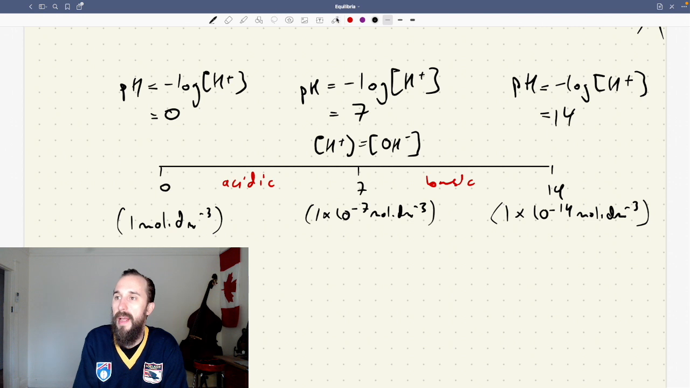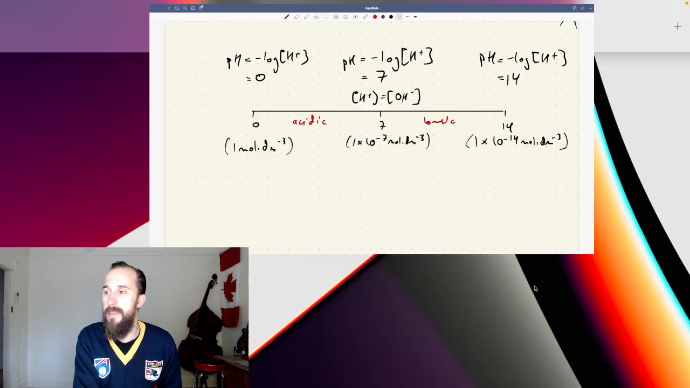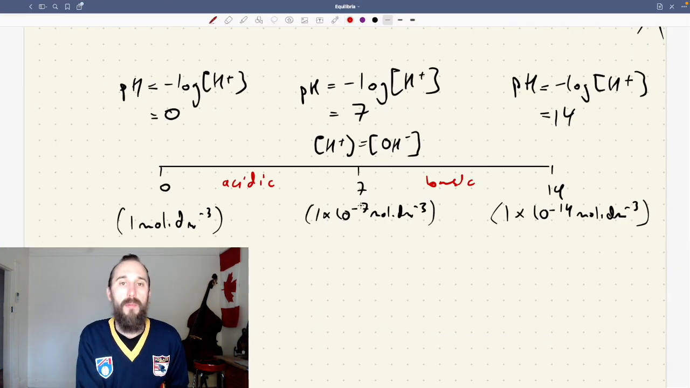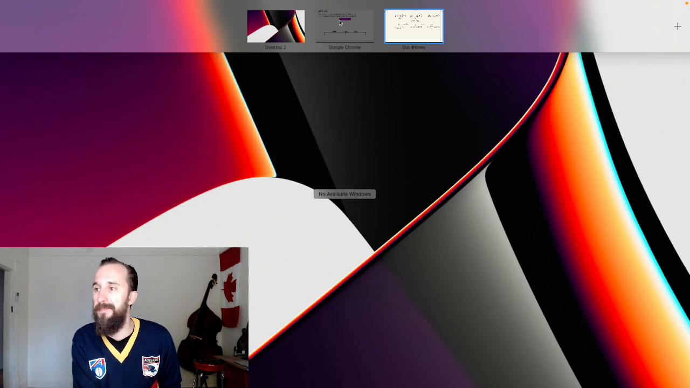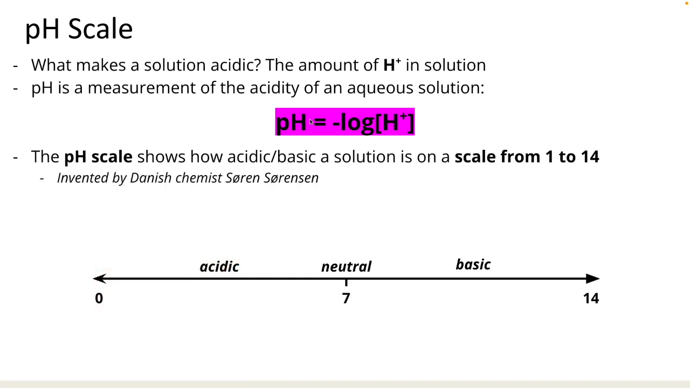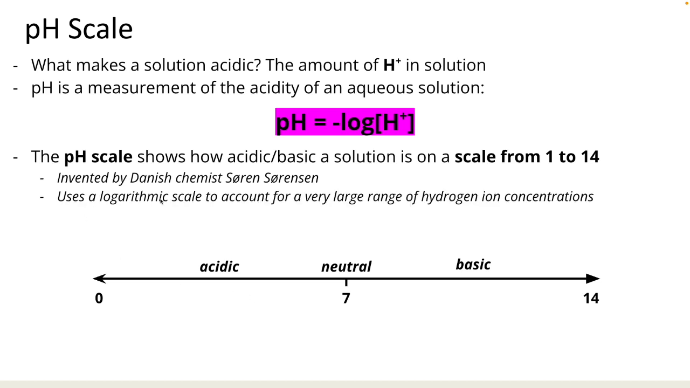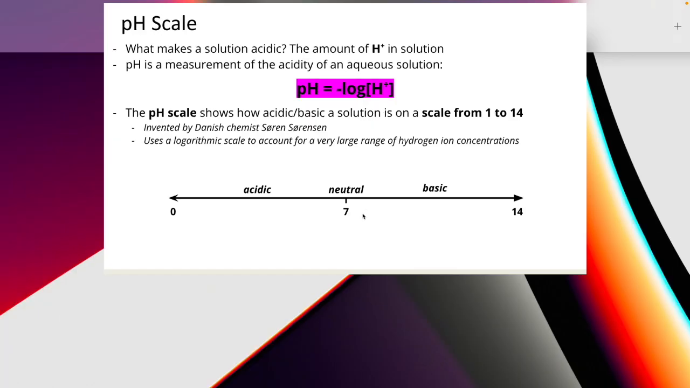So again, starting to explain why we've got this scale from 0 up until 14. It's measuring the concentration of hydrogen ions with that reference point in the middle, with our concentration of hydrogen ions in a neutral solution being that many. So it shows how acidic or basic a solution is from a scale of 0 to 14. You can get negative values, but you won't encounter them too often. Invented by, fantastic name, my favorite name of all the chemists we look at, Danish chemist Søren Sørensen. Sorry if I've mispronounced my Danish O with a line through it there. But it uses a logarithmic scale to account for that very large range of hydrogen ion concentrations.